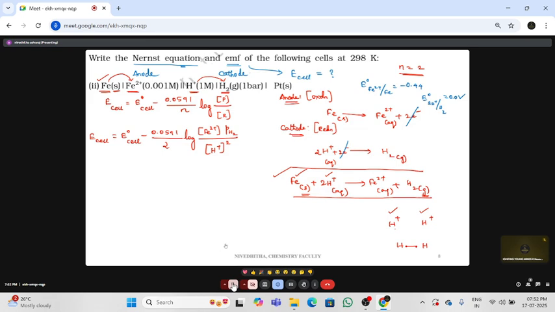Could you please tell me the value of E naught cell? Minus 0.44. Minus 0.44. Which is anode and which is cathode?